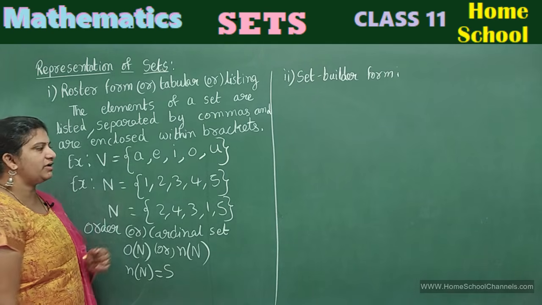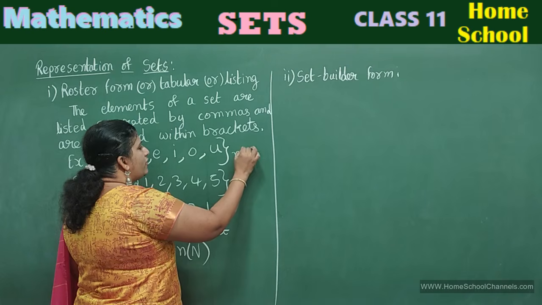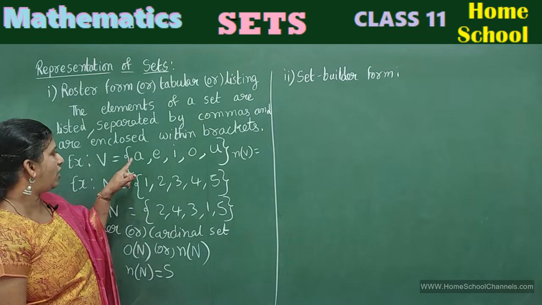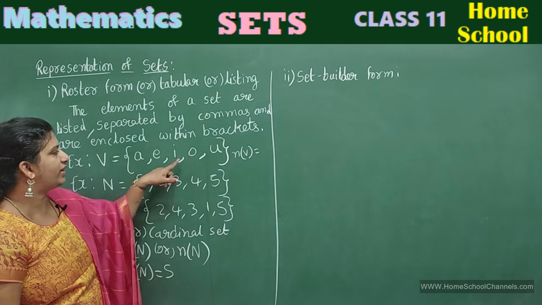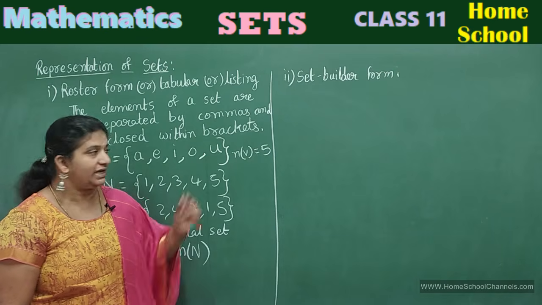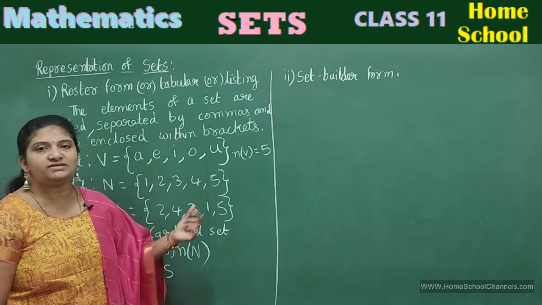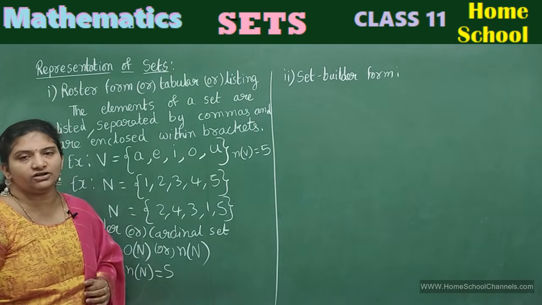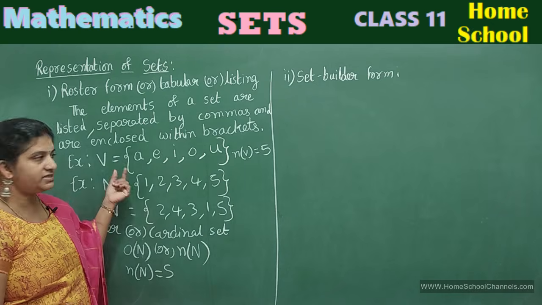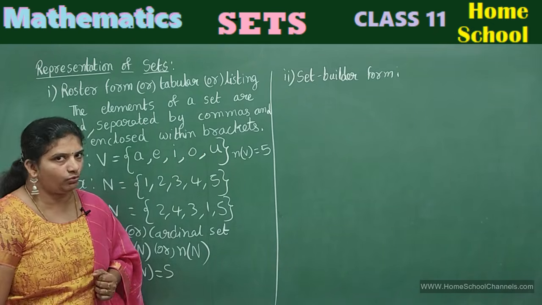Okay, suppose let me take this example. What is the cardinal of the set here? Number of elements in set V is equal to, how many elements are there? 1, 2, 3, 4, 5. n of V is equal to 5. Number of elements in set V, or the cardinal of a set, or the order of a set also you can say. What is the order of this set? That is O of V is equal to 5, or n of V is equal to 5 you can write.